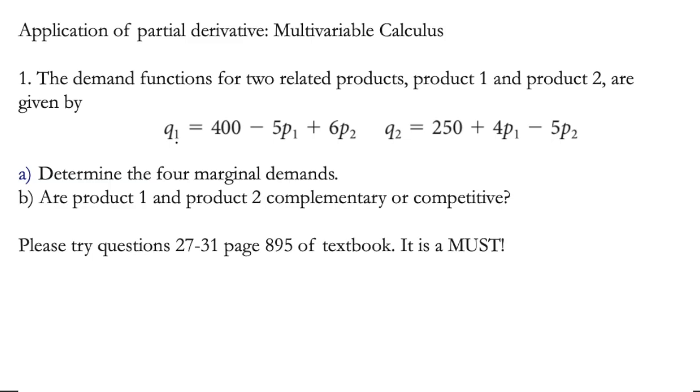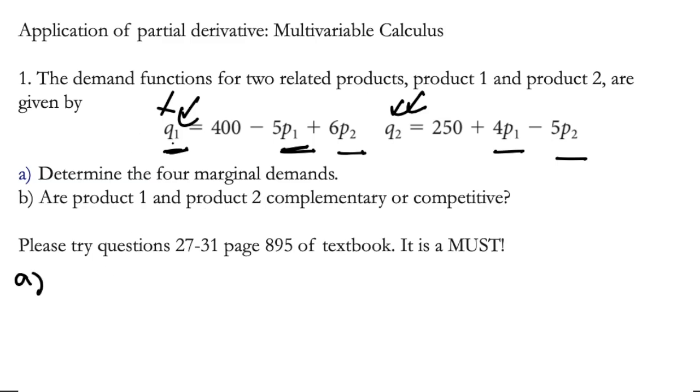Q1 refers to quantity of product 1. Q2 refers to quantity of product 2. You can see here Q1 depends on price of good 1 and price of product 2. Similarly, Q2 depends on price of product 1 and price of product 2. Determine the four marginal demands. Marginal, what does it mean? You differentiate this with respect to independent variables. So, I'm trying to answer question A.